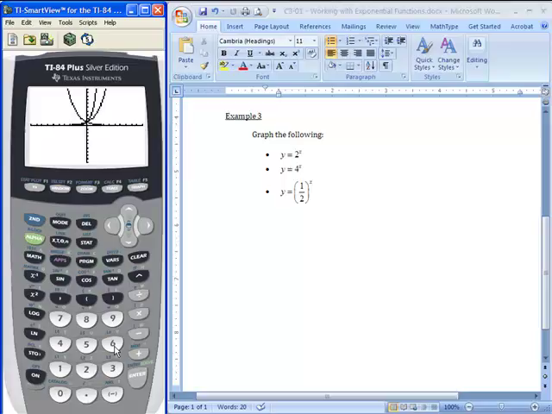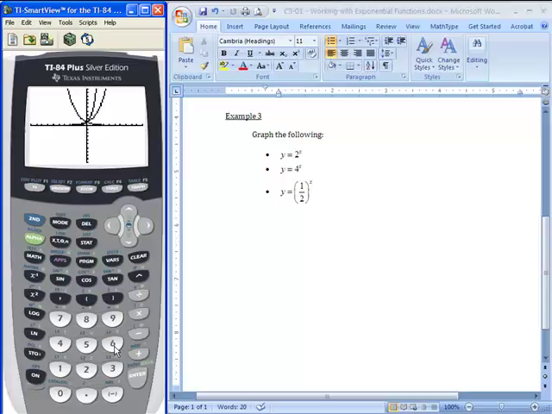If you were to look at the points for 2 to the x and 1/2 to the x, you'd find out that those two graphs are mirror images of each other across the y-axis. All right, these are all exponential functions. And just a couple of other things to point out and reinforce about exponential functions.